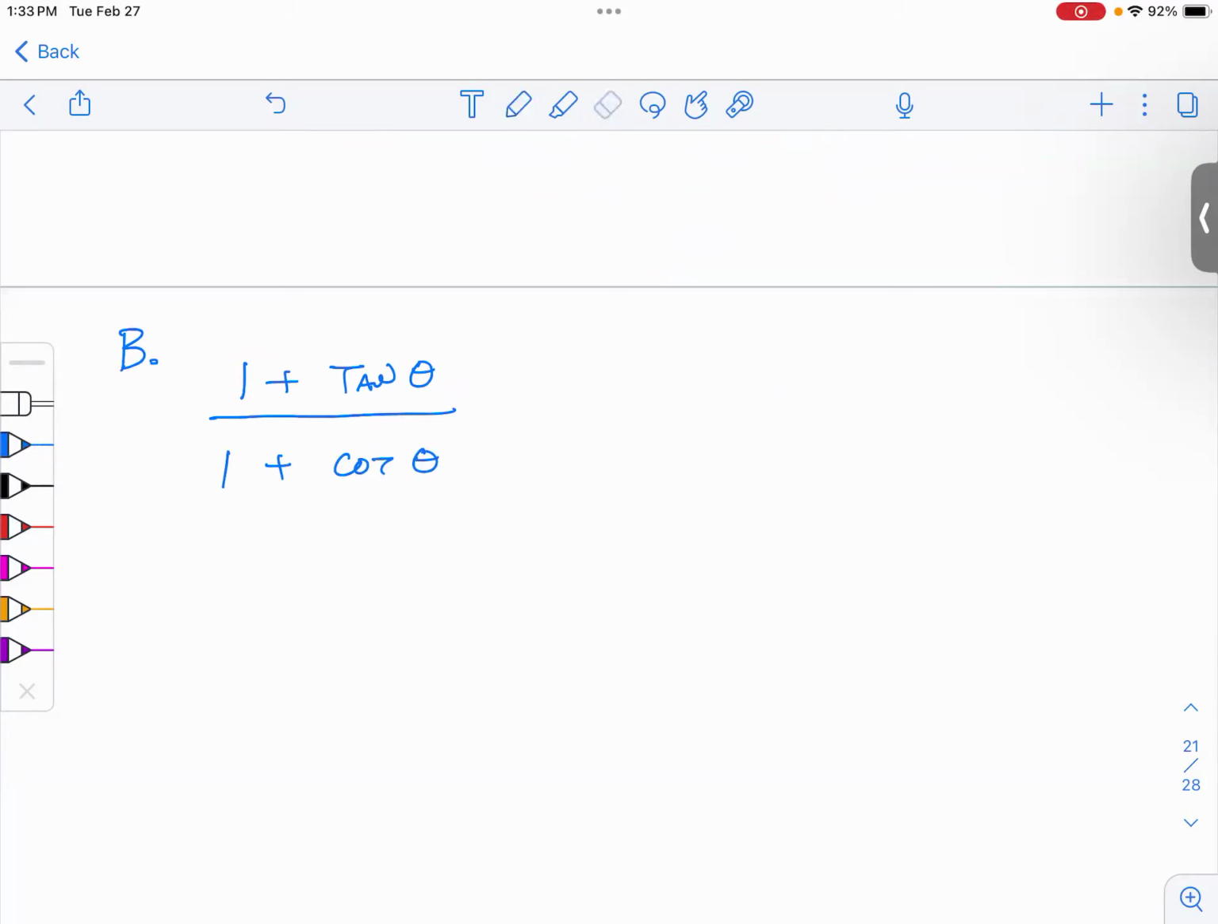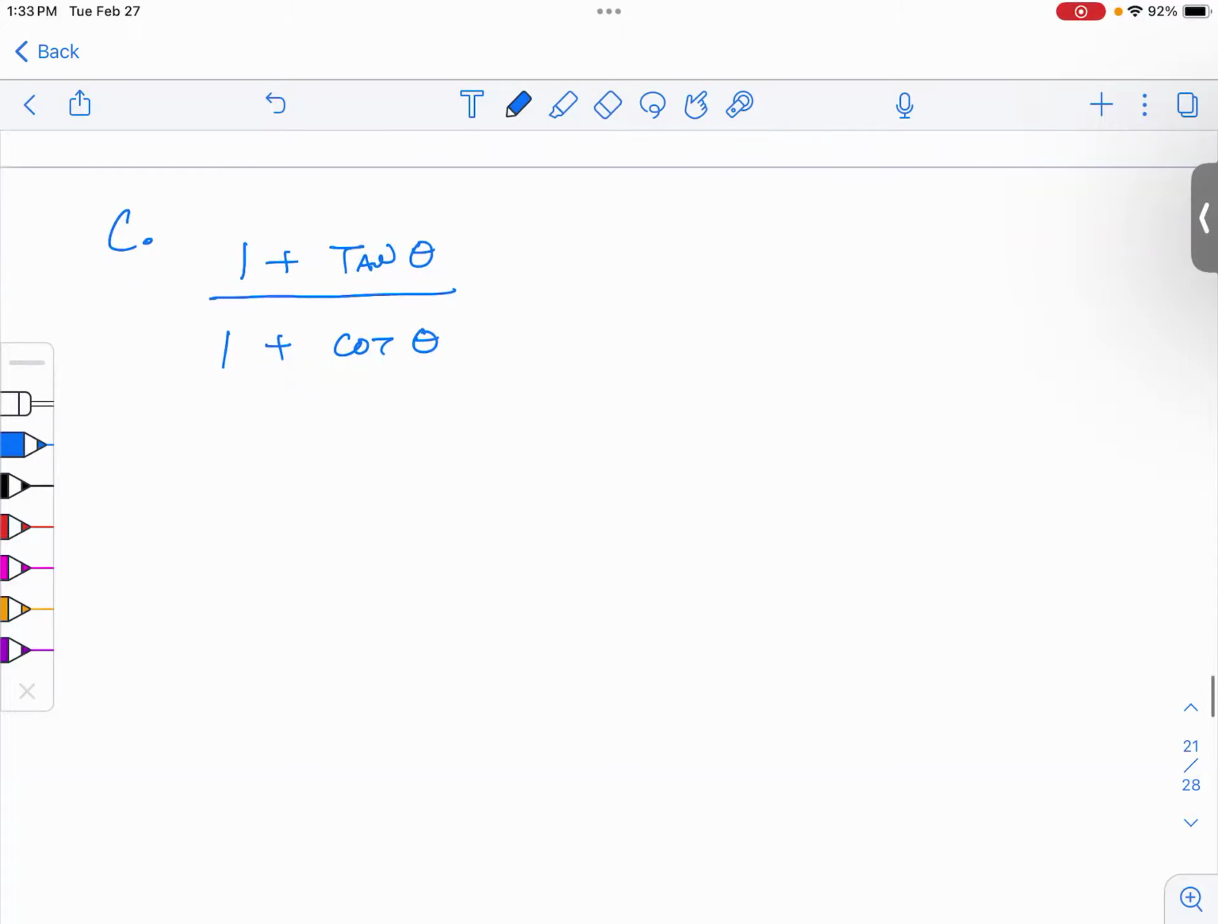Whoops, I called this C. Okay, so again, starting with the complicated side, the more complicated side. And looks like a couple things I could do. Anything jump out to anyone?